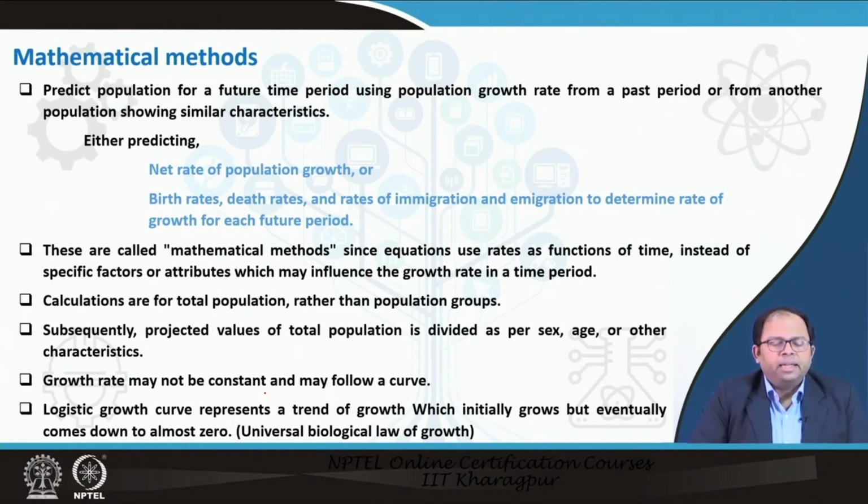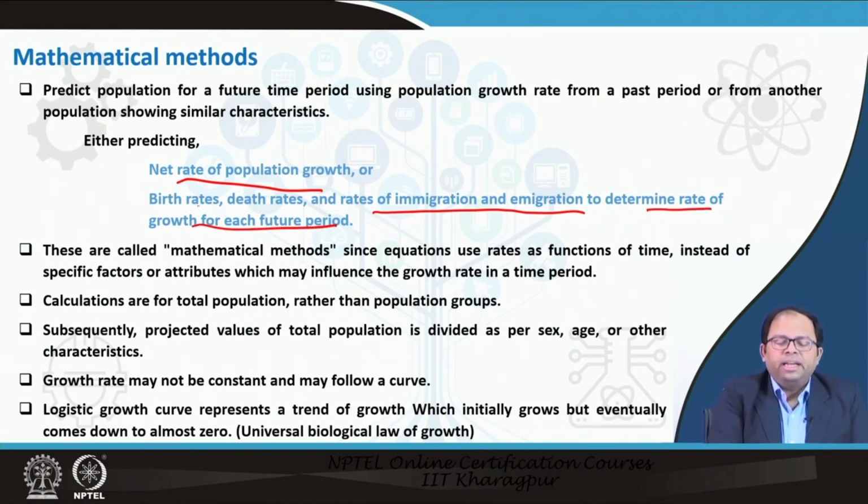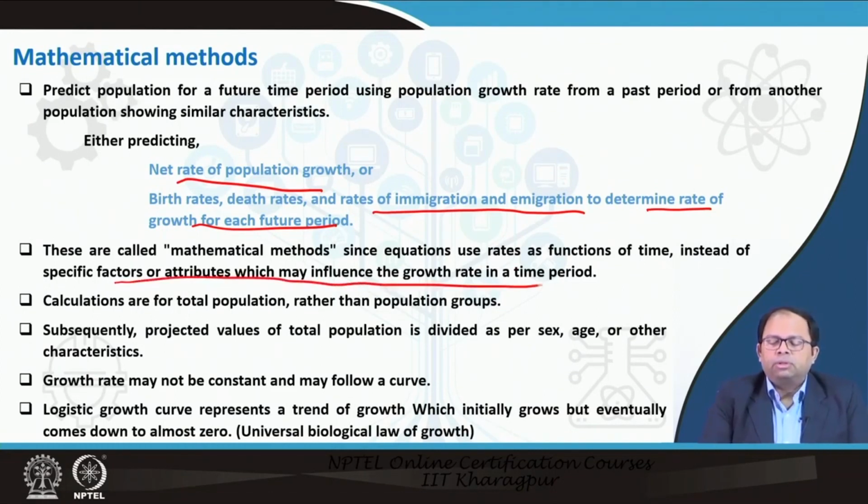So, either the net rate of population growth could be predicted, or birth rates, death rates and rates of immigration and emigration we can also determine to predict the growth of each future period. So, we can individually predict these and then estimate the future population growth for a particular period, or we can directly predict the future population growth. These are called mathematical models, since the equations use rates as functions of time instead of specific factors or attributes which may influence the growth rate in a time period.